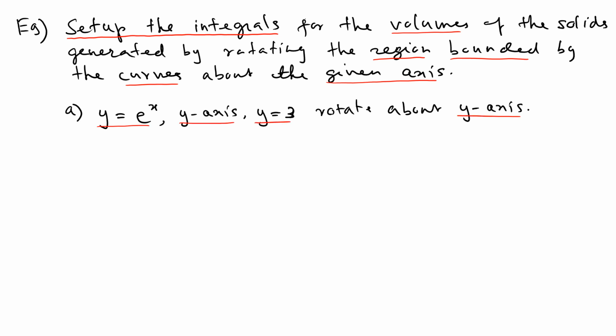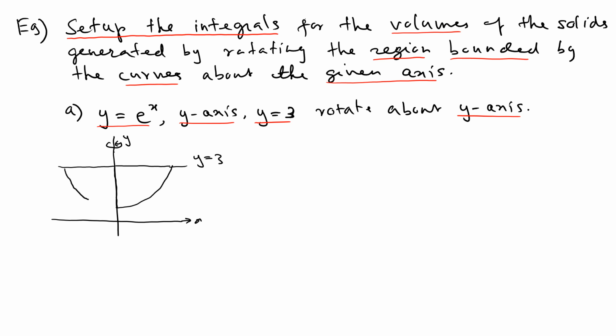Let's graph this. We have e to the x, the y axis, and y equal 3. That means it's going to look like this. This is e to the x, and then we have y equal 3. That's the y equal 3 line, and that's the y axis. So we can rotate about the y axis. If you rotate about the y axis, it's going to jump to the other side. So it's going to look like this.